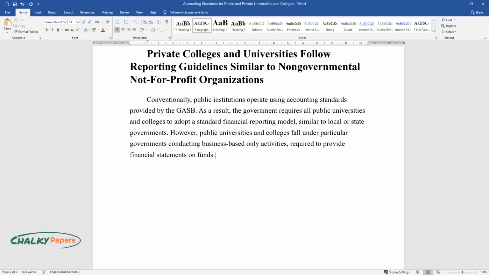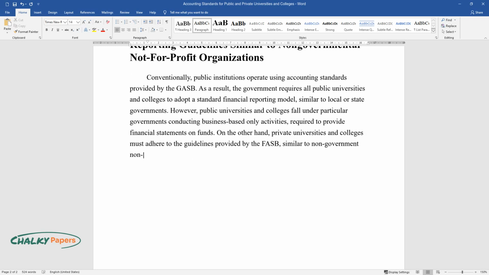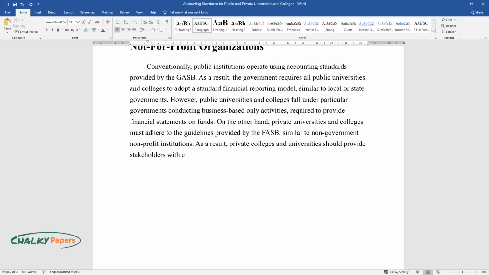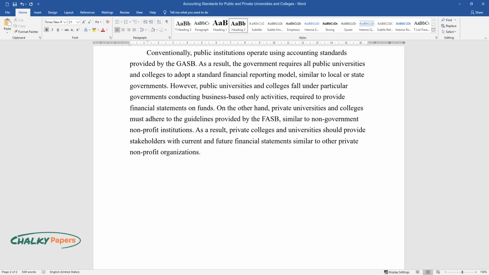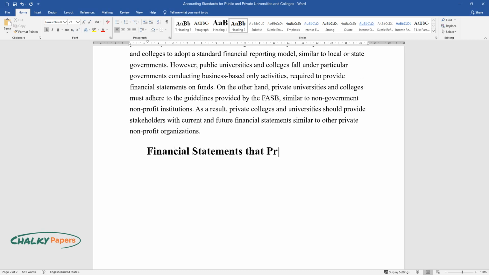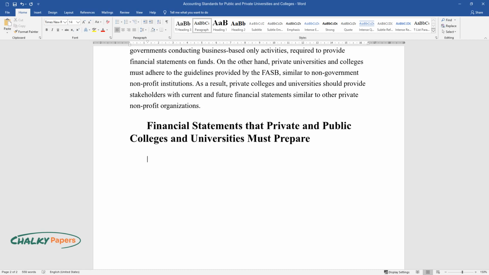financial statements on funds. On the other hand, private universities and colleges must adhere to the guidelines provided by the FASB, similar to non-government non-profit institutions. As a result, private colleges and universities should provide stakeholders with current and future financial statements similar to other private non-profit organizations. Financial statements that private and public colleges and universities must prepare.